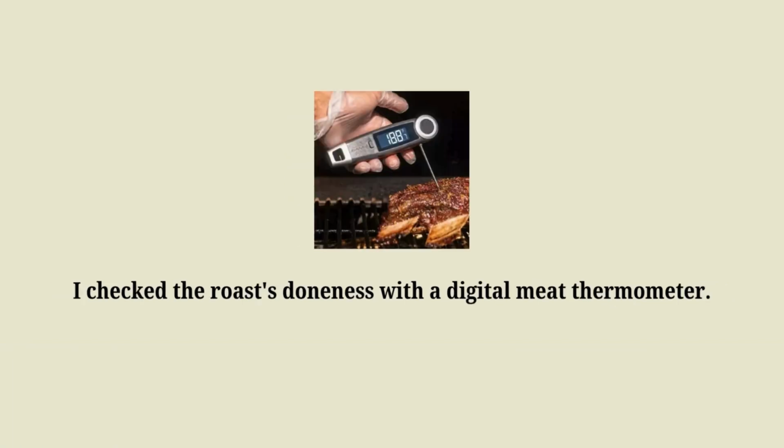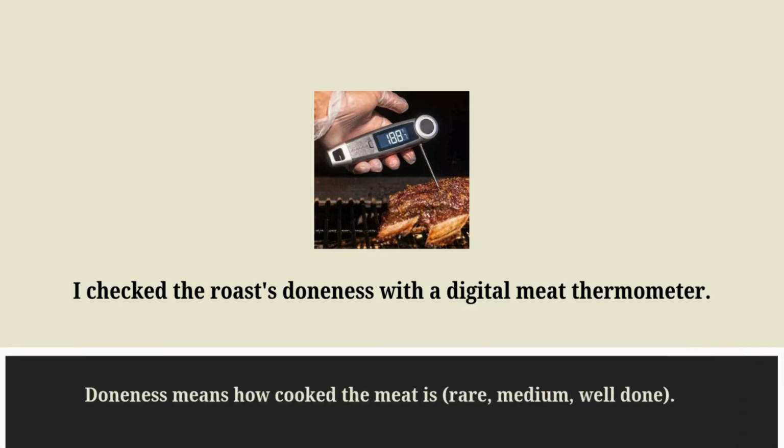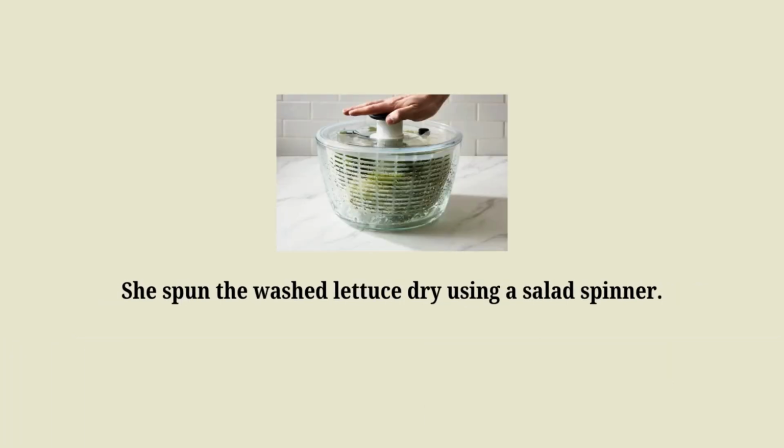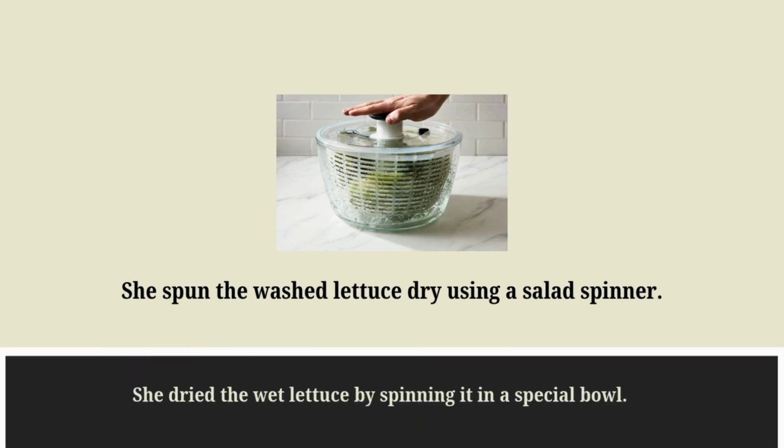I checked the roast's doneness with a digital meat thermometer. Doneness means how cooked the meat is: rare, medium, well done. And digital meat thermometer means a tool that shows the meat's inside temperature on a screen. She spun the washed lettuce dry using a salad spinner. In simple terms, she dried the wet lettuce by spinning it in a special bowl.